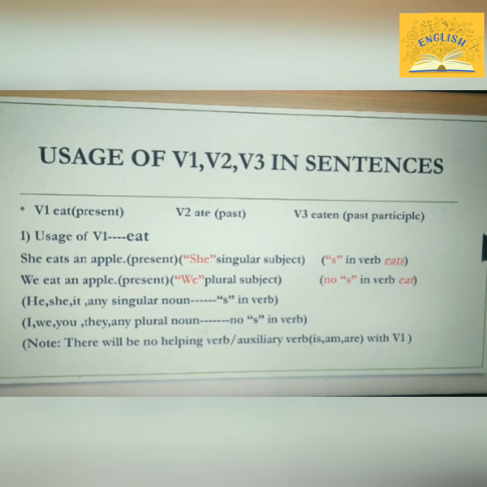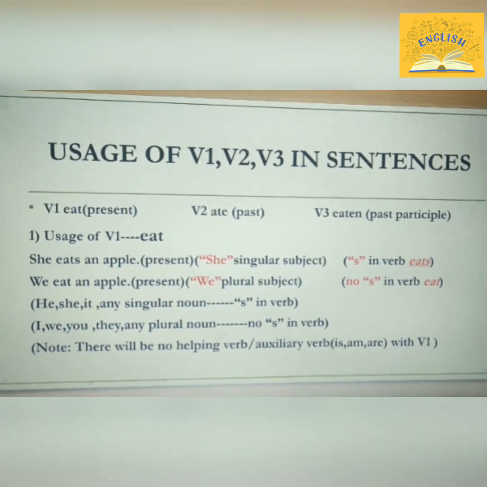Now what are singular and plural subjects? Here we can see he, she, it. We use these pronouns as singular. Either we can say he, she, it, or any singular noun can be used, like a boy, a man. Okay. So with a singular subject we use s in the verb, whereas with a plural subject, we can see I, we, you, they. These are the plural subjects. Here we do not use s in the main verb.